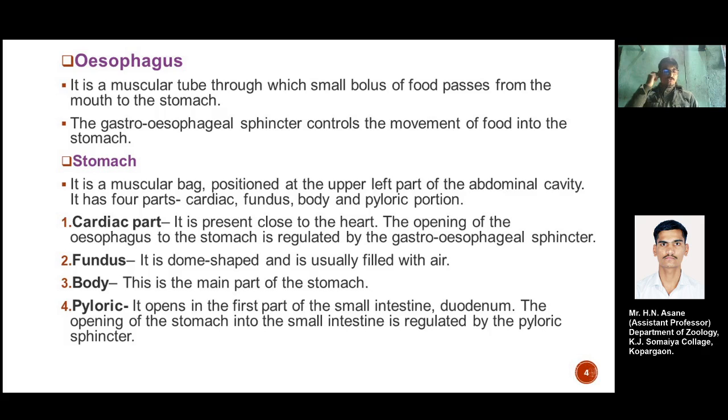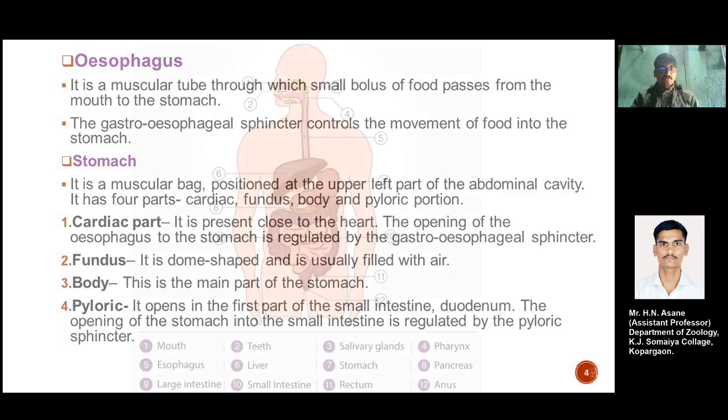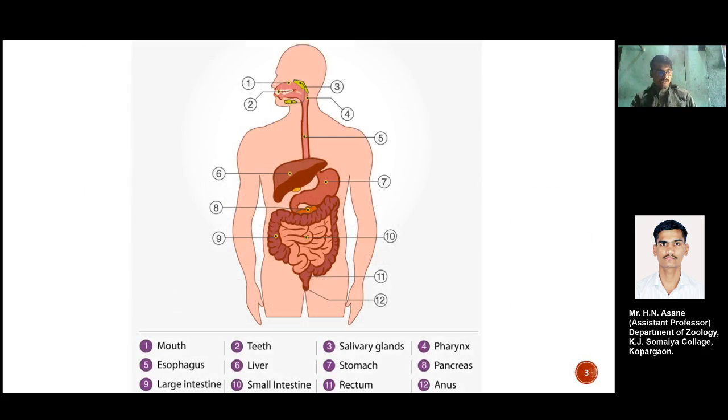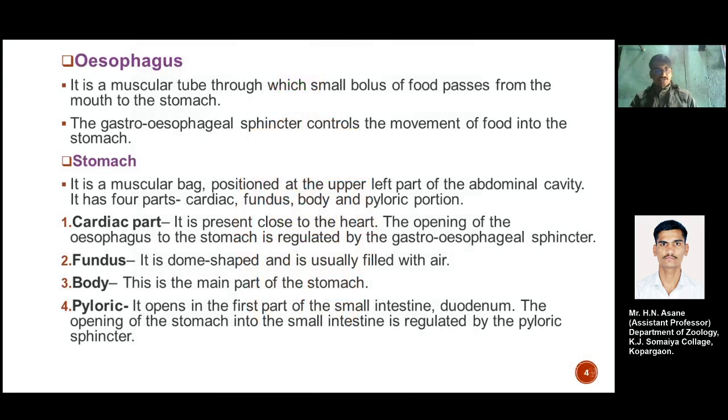So we will start with the general plan of the digestive system, as I said. This will be the general plan. Let's start with the general plan of the digestive system. The second part will be the esophagus. It is a muscular tube through which a small bolus of food passes from the mouth to the stomach.